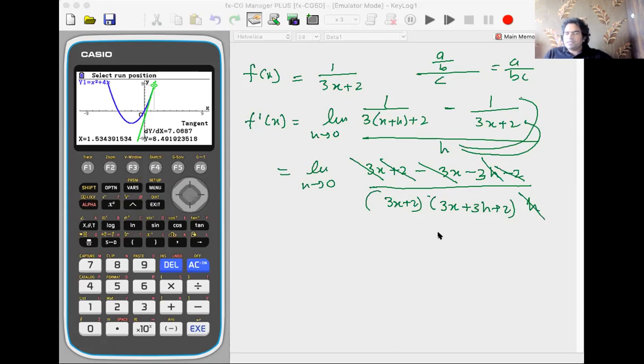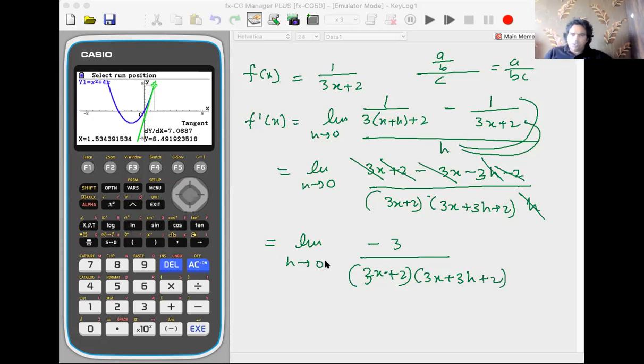This is the thing I'm telling you: once you have the first principle, you should be able to strike out the h expression. If you're not able to strike out, it means somewhere you've gone wrong. Now, after this step, what I'm going to do is limit h tending to 0. It is going to be negative 3 over 3x plus 2 times 3x plus 3h plus 2. Now, since h is close to 0, this term becomes 0, and as a result we get negative 3 over 3x plus 2 the whole squared. So this is the slope formula for this particular curve, which is really, really important.